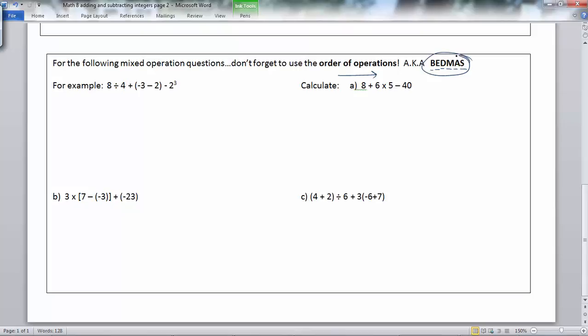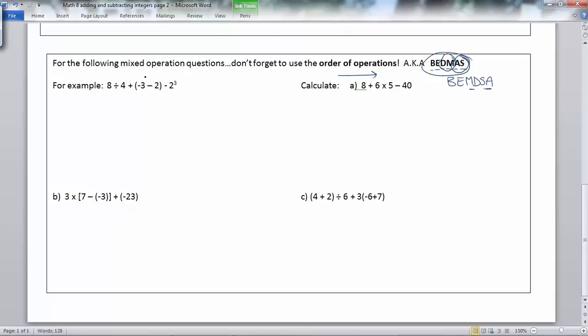Now, the only trick is that addition and subtraction, if you see subtraction first, you do subtraction first, even though the A comes before the S. Same thing with division and multiplication. See, multiplication before division, or division before multiplication. The order of those ones doesn't matter. It's just whatever you see first, left to right. So we'll do the example together and the rest will be yours.